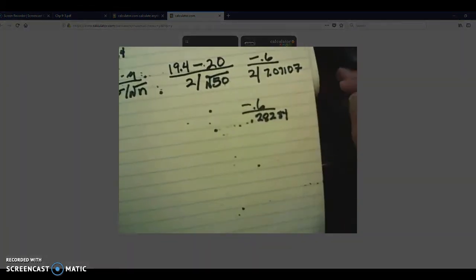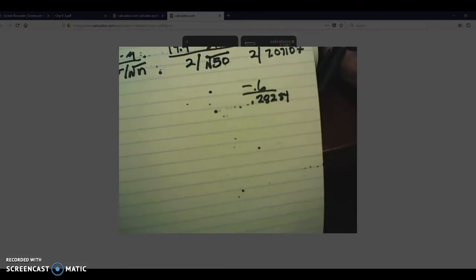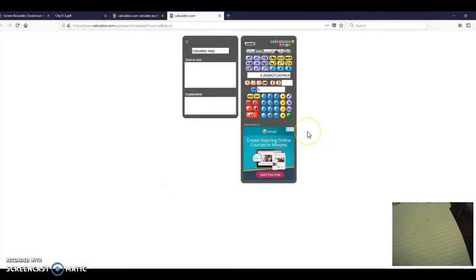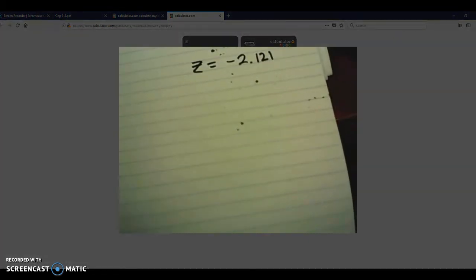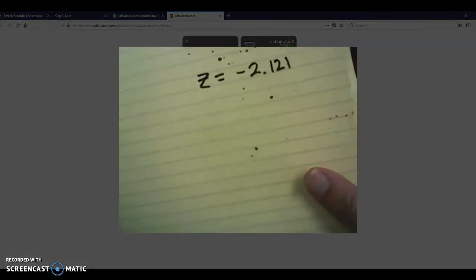Just going to show you the work we've got so far. Then we're going to go back to our calculator. We can do an inverse here, since we're dividing by this. Put 1 over it, multiply it by 0.6 in the negative, and we're going to get a negative 2.121. So my z is equal to negative 2.121.